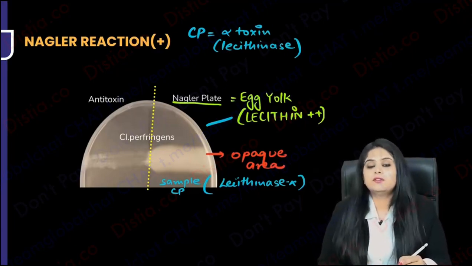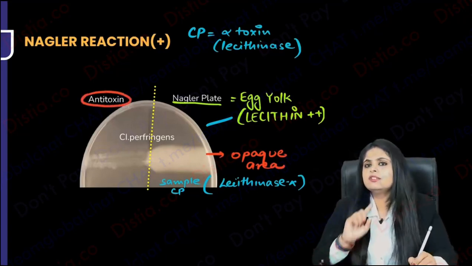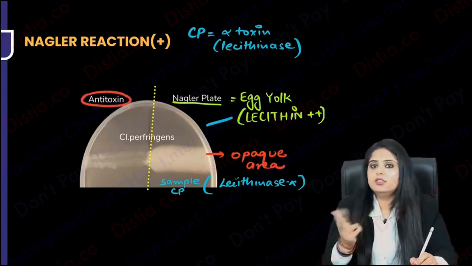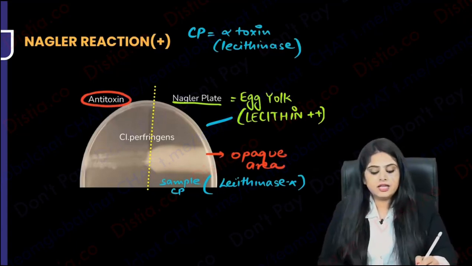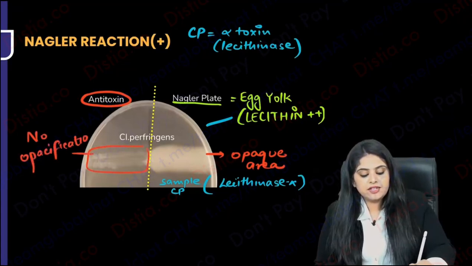I still wanted to confirm it. You know what I did? On the other side, I put antitoxin. If toxin is there and I put antitoxin, it will cancel out. Toxin and antitoxin will cancel out, and can you see? There is no opacification that is noted.